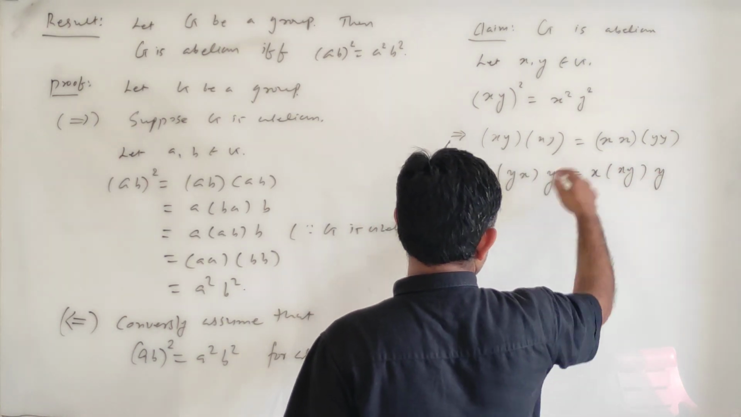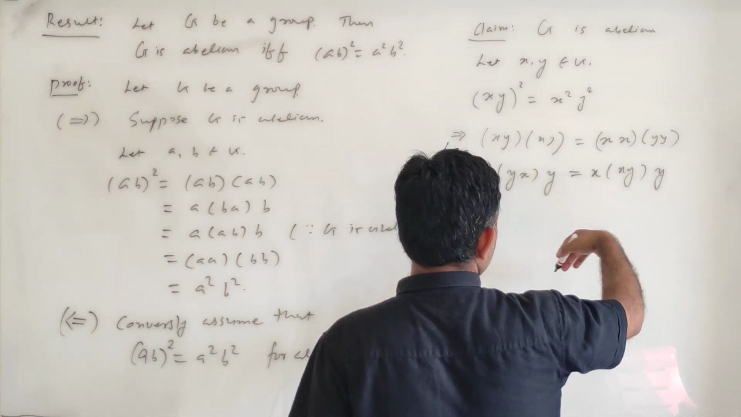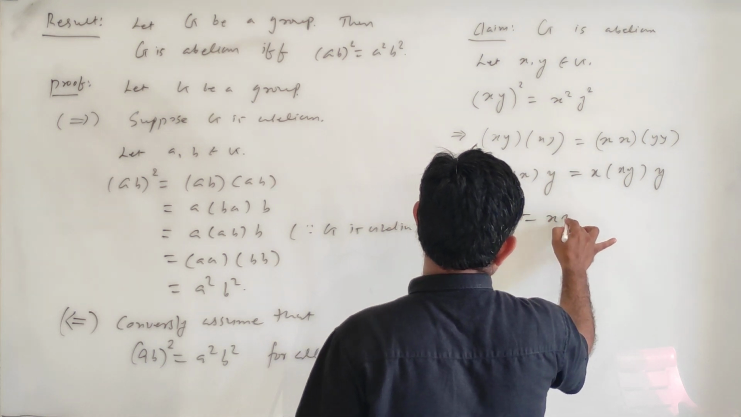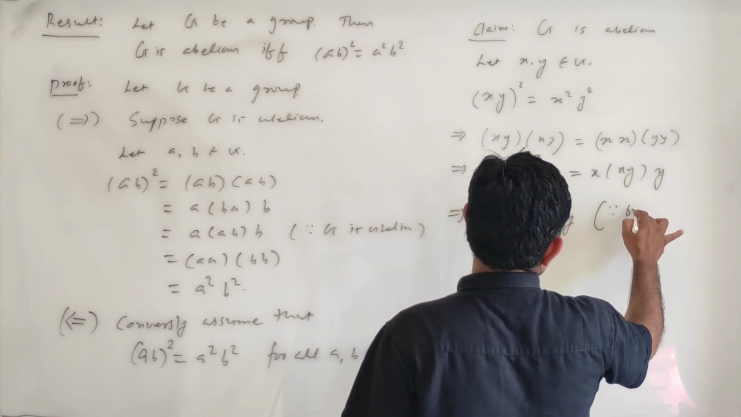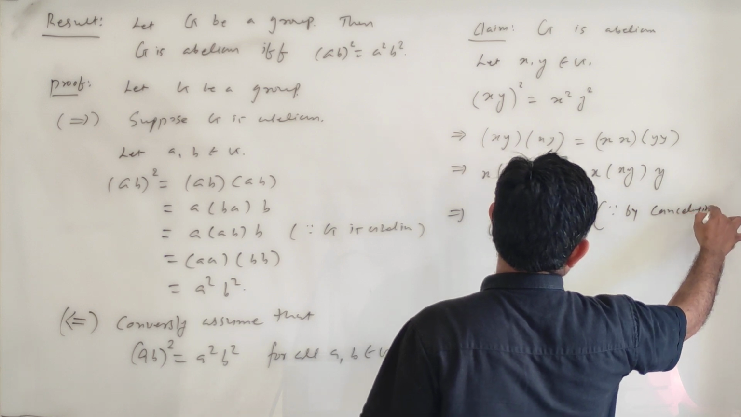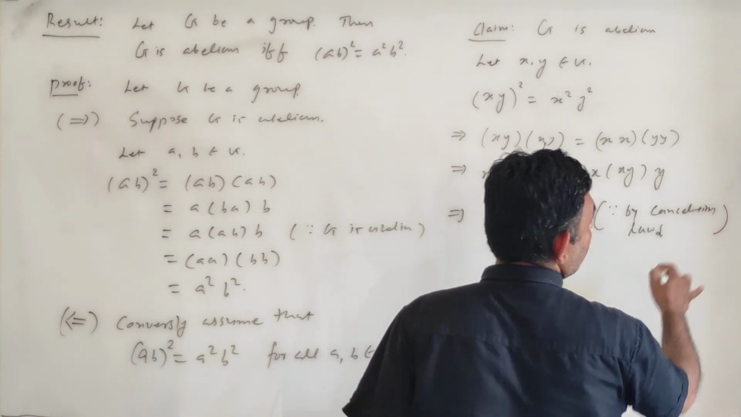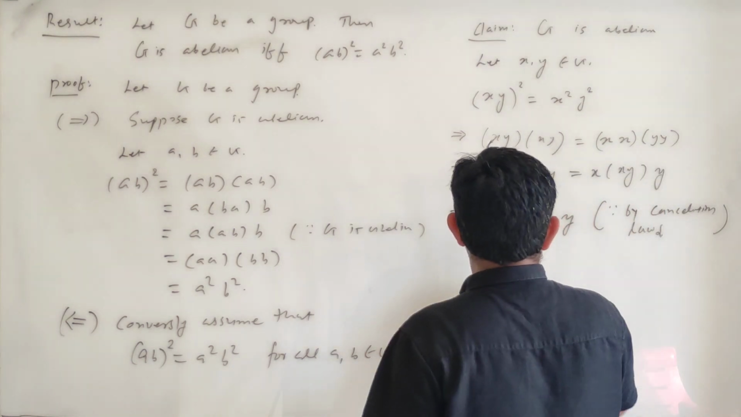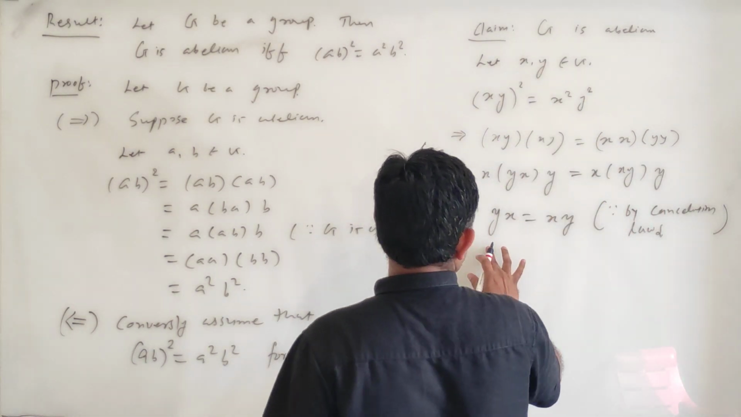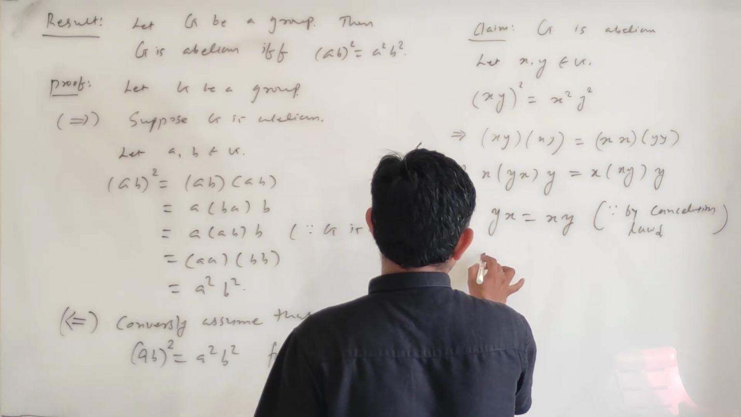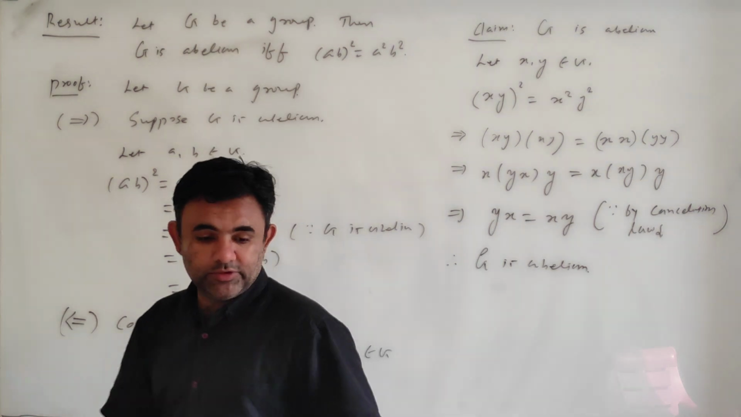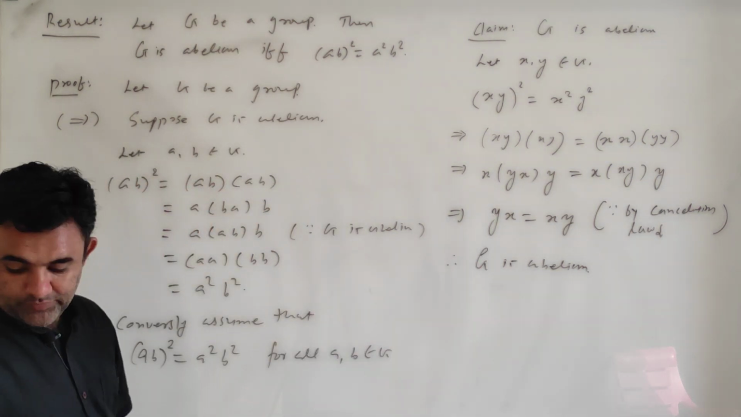So now from the left side you can cancel x, from the right side you can cancel y, because we are in a group, so the cancellation law holds. So it is yx equal to xy, by cancellation laws. Okay, so what we have proved? For any x, y in G, yx is equal to xy, so therefore G is abelian, and that's it. So this proves that the group is abelian.